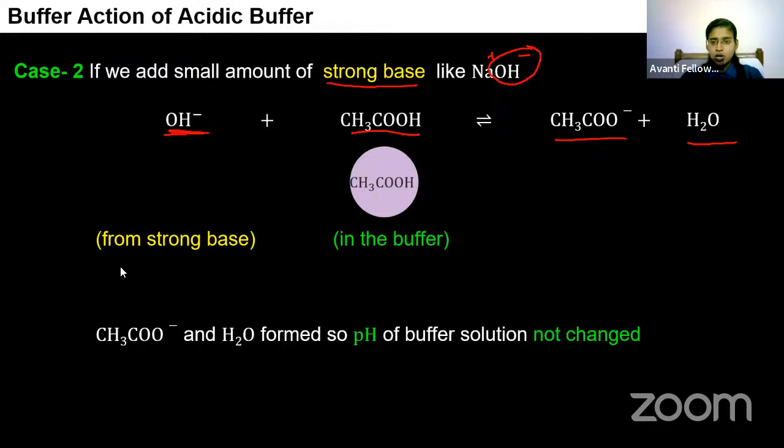It is producing the water and the acetate ion, so there is no change in the pH. Clear? OH minus ion is not going to take part in this, so the pH of the solution will not increase. Got it? So these are the two cases, on addition of a strong acid or addition of a strong base. Both of them are not going to affect the pH, and that is the explanation I gave you for this.